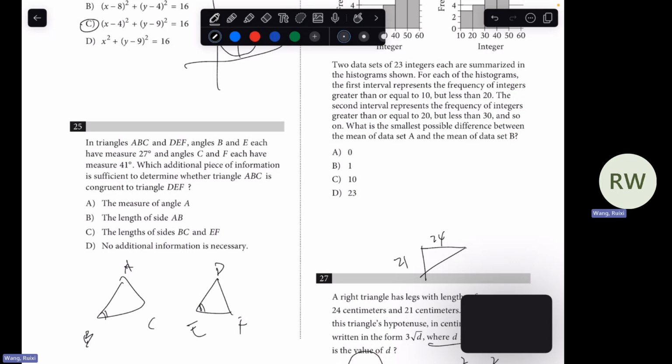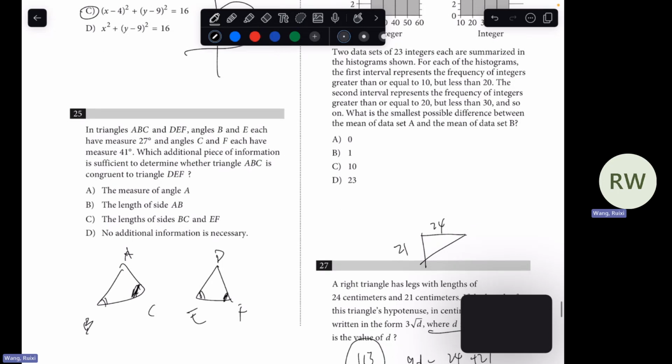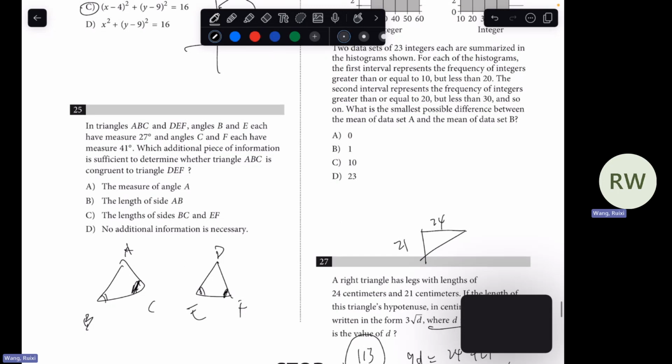C and F have the same measure, right? So they are like similar triangles, right? Because the summation is 180. If you have two be the same, the last one has to be the same because their summation is the same. So the similar triangles, which additional piece of information is sufficient to determine that? So you want two triangles to be congruent, and they're already similar. So the only thing you need is to know their corresponding side. Let's say BC and EF, right? So answer is C.